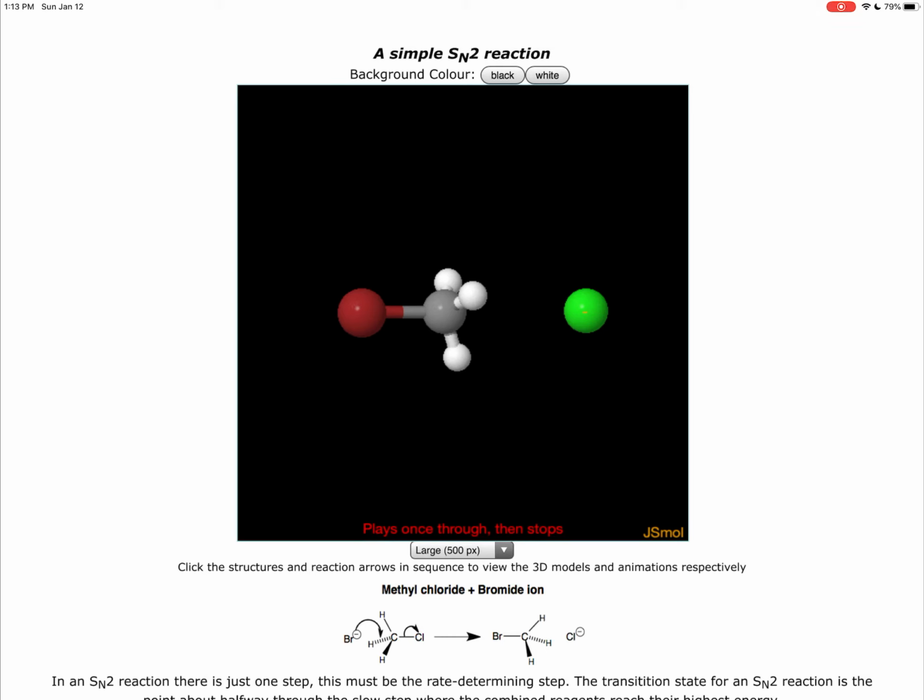There's always backside attack in SN2 reactions. Whatever side the leaving group is facing, so like the green one was on the right here, the nucleophile will attack on the opposite side, so the red one attacked on the left here.